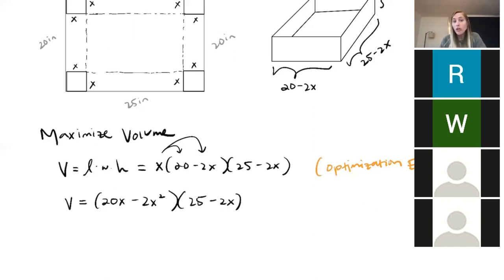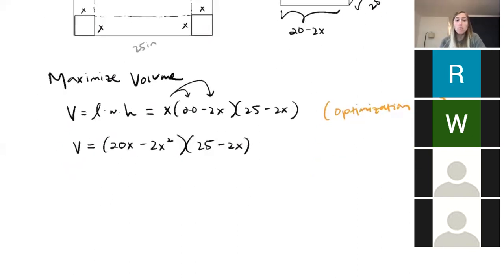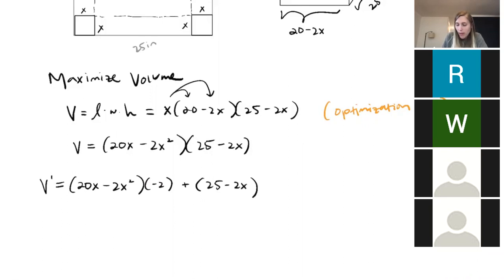We could also multiply out from here. I'm going to just use the product rule because I think that looks a little bit easier, to be honest. So V prime, it's your preference though. V prime would be the first factor times the derivative of the second factor, which is -2, plus the second factor times the derivative of the first.